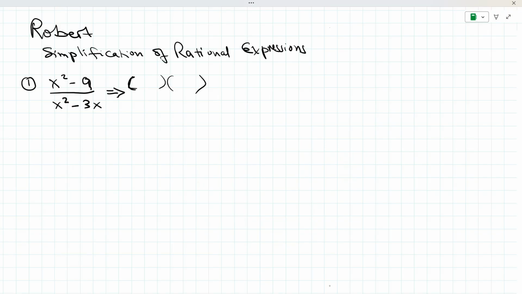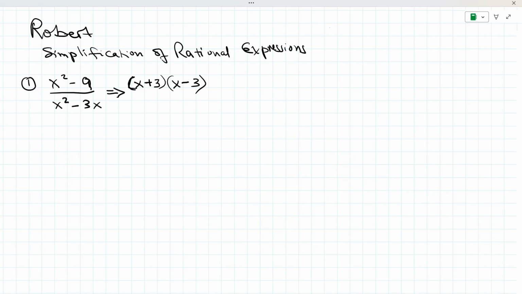So we have x squared. So in each parenthesis, we must have an x to eventually give us x squared. And it's minus 9. So in the first parenthesis, we must have a positive, and in another set of parentheses, we must have a negative. So we look for a number which, when multiplied by itself, gives us back 9. And that number seems to be 3. So we have 3 there and 3 there.